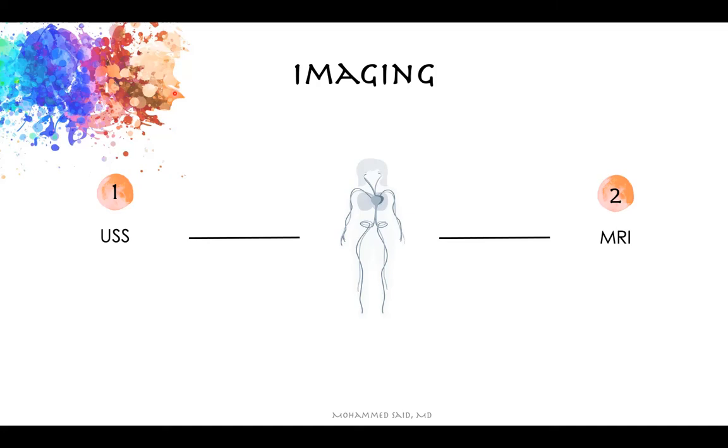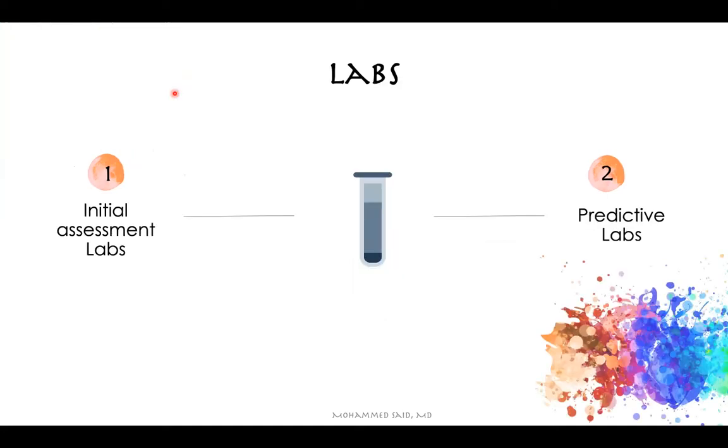The MRI is not commonly used, and it's just reserved for the patients where you cannot diagnose the abruption, but you don't know, and the ultrasound is equivocal, so you cannot actually tell. So in this situation, you can use the MRI.